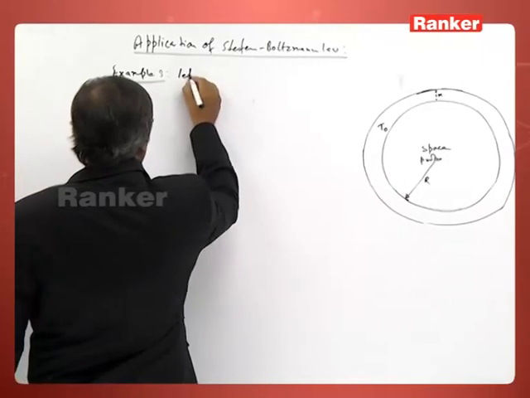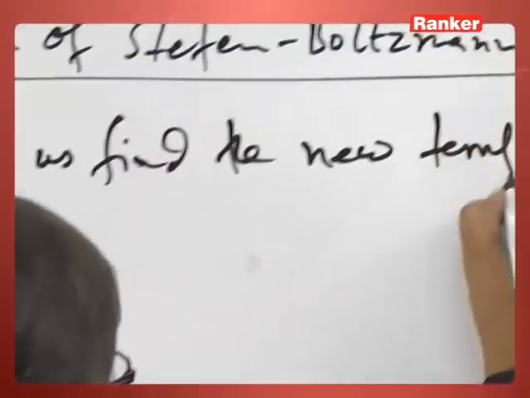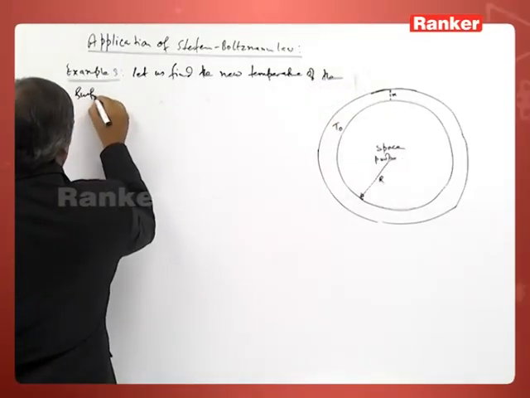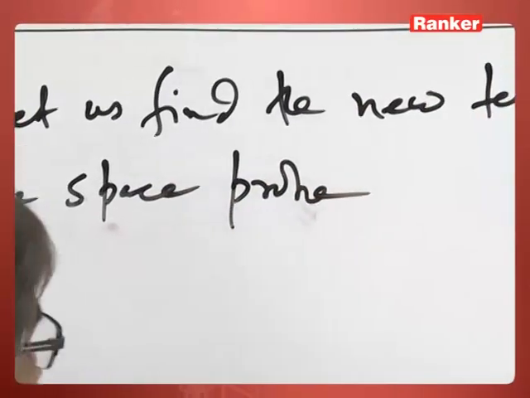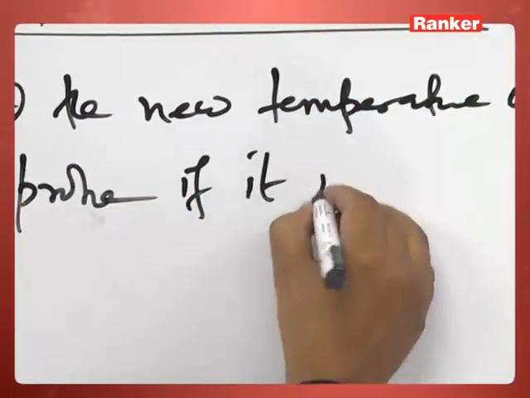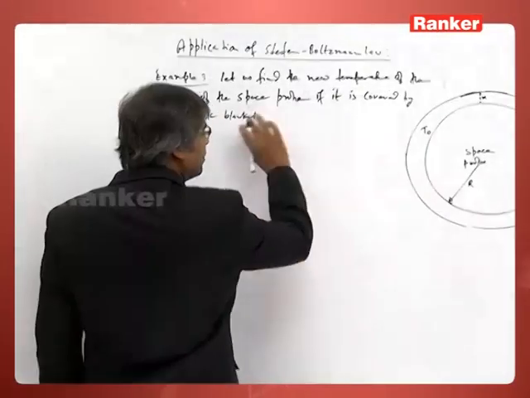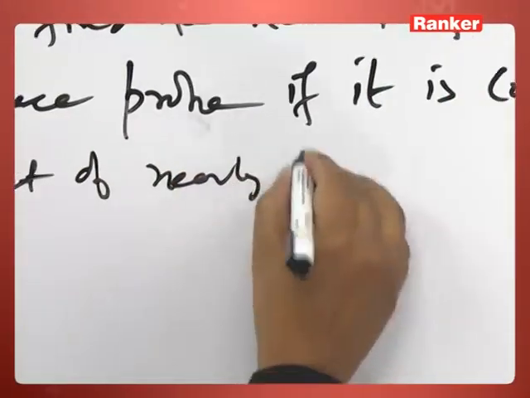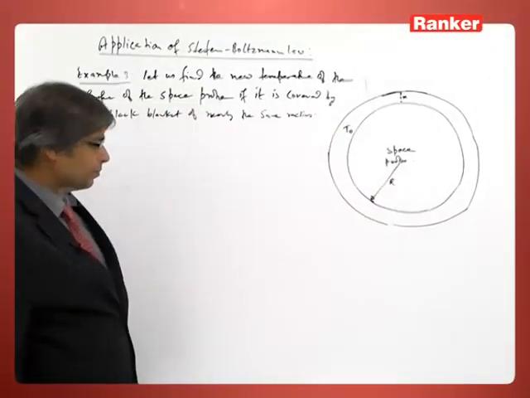So, let us find the new temperature of the surface of the space probe if it is covered by a black blanket, black from both sides, inside and outside, a black blanket of nearly the same radius. This is what we want to do.